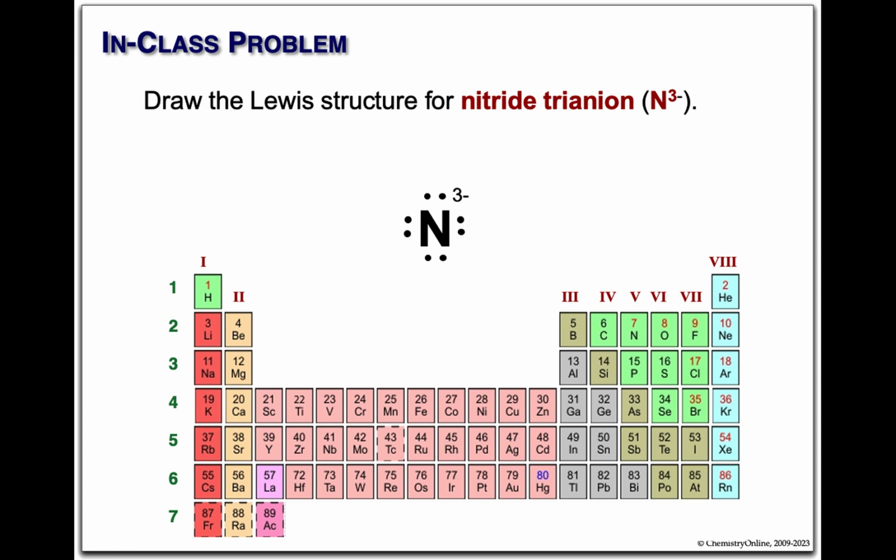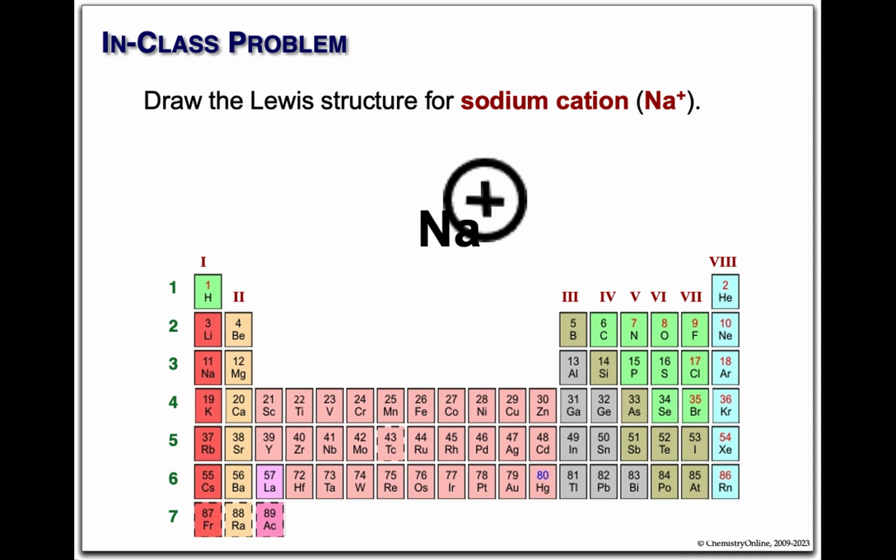Let's do one more. The sodium cation. Sodium is here in group 1. Symbol is Na, so we'll put our Na. Because it's group 1, it will have 1 valence electron. And in sodium chloride, what did we say happens? It's going to donate this electron to the chlorine, leaving it 1 short and a positive charge.